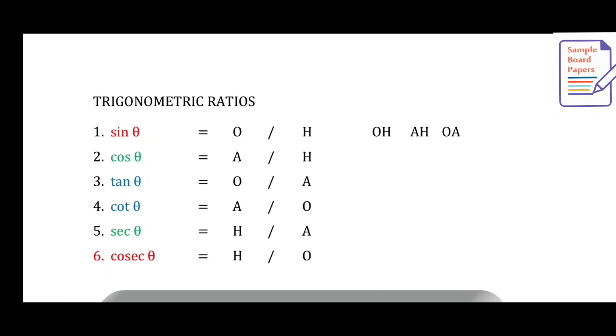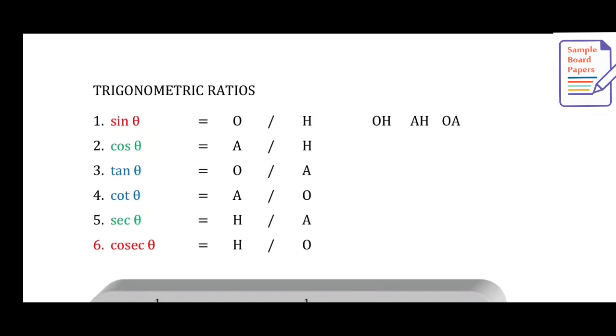The formula for sine theta is opposite upon hypotenuse. Short form is written O upon H. The formula for cos theta is adjacent upon hypotenuse. Tan theta is opposite upon adjacent. Cot theta is adjacent upon opposite. Sec theta is hypotenuse upon adjacent, and cosec theta is hypotenuse upon opposite.